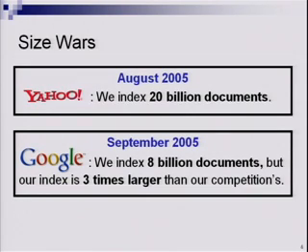So it turns out that size wars between search engines are almost as old as search engines themselves. And the latest rounds in the search engine size wars erupted last August after Yahoo announced that they indexed over 20 billion documents. At the same time, Google reported on its homepage that it indexes only 8 billion documents, but shortly after, it came out with its own announcement that its index is 3 times larger than the competition's. So this clearly doesn't add up, and it calls for objective methods to measure search engine size.